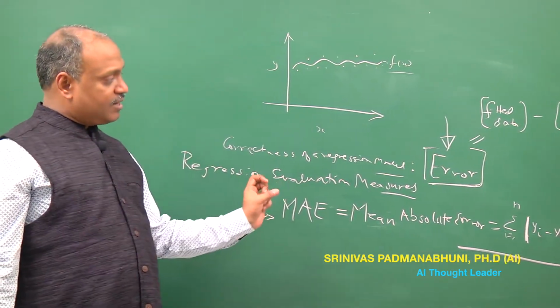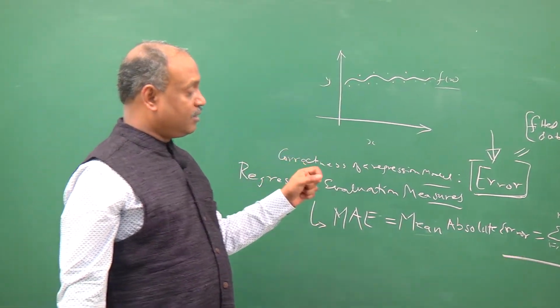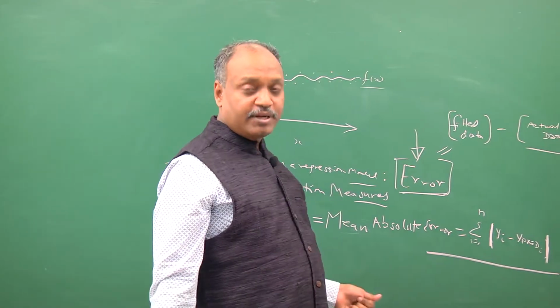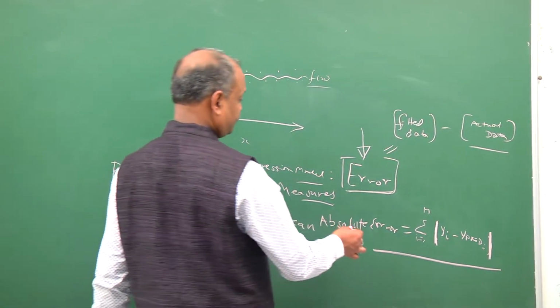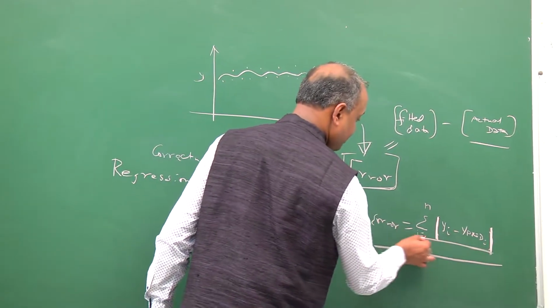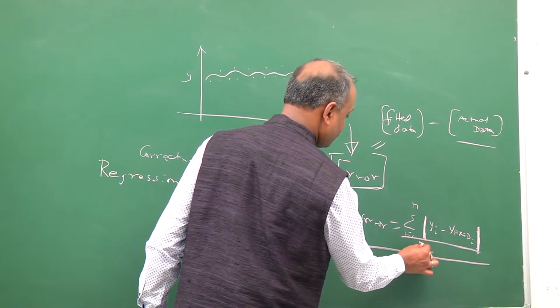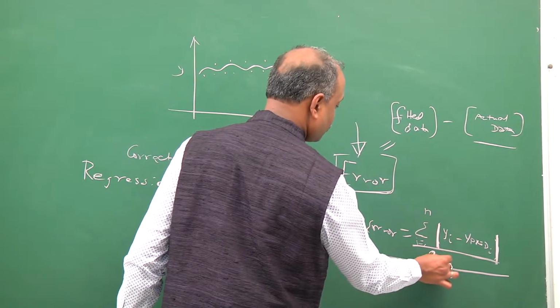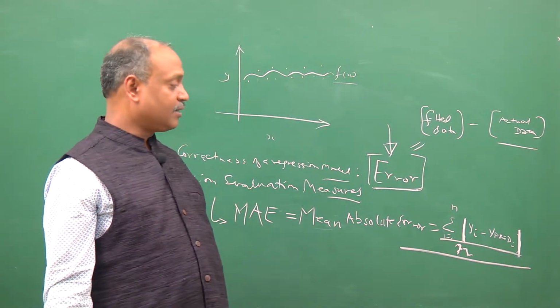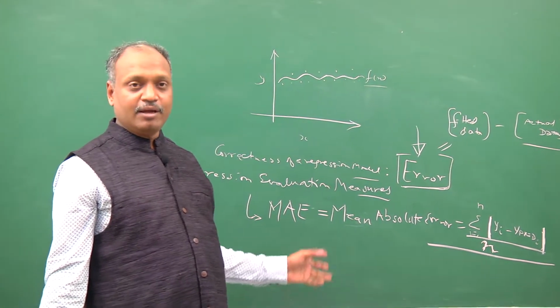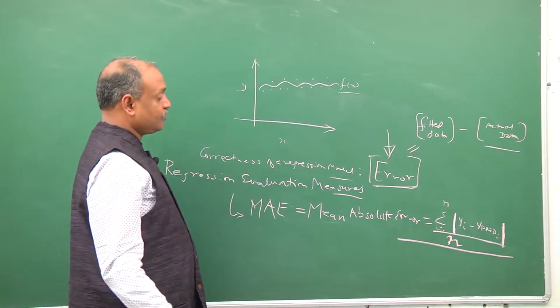While that is a good function, a better approximator for the same is sigma |yi minus y pred i| divided by n, because we need to look at the total number of observations and divide by it. So that becomes the mean absolute error: total absolute error divided by total number of observations.